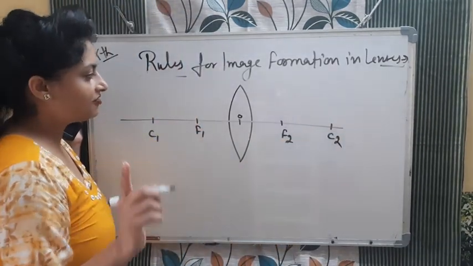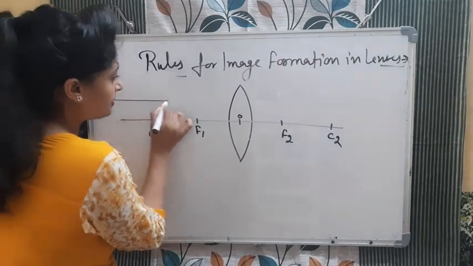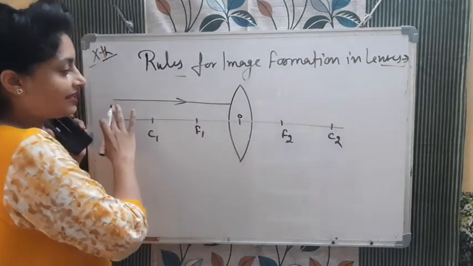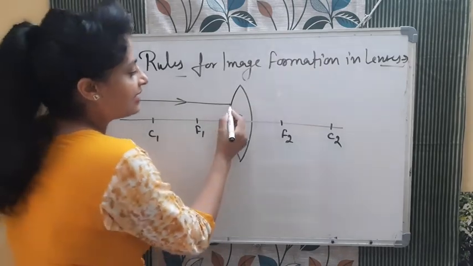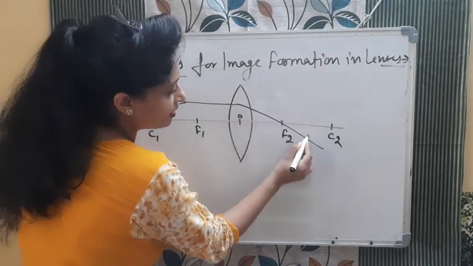Now if the ray is coming parallel to the principal axis, always remember, if the ray is coming parallel to the principal axis, it will always pass through the focus.